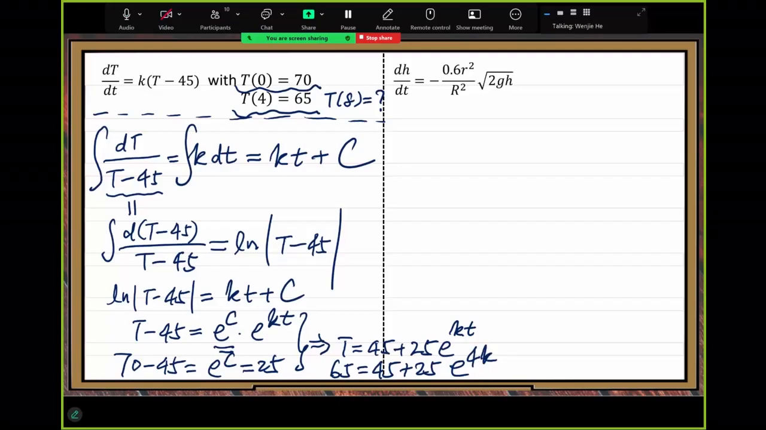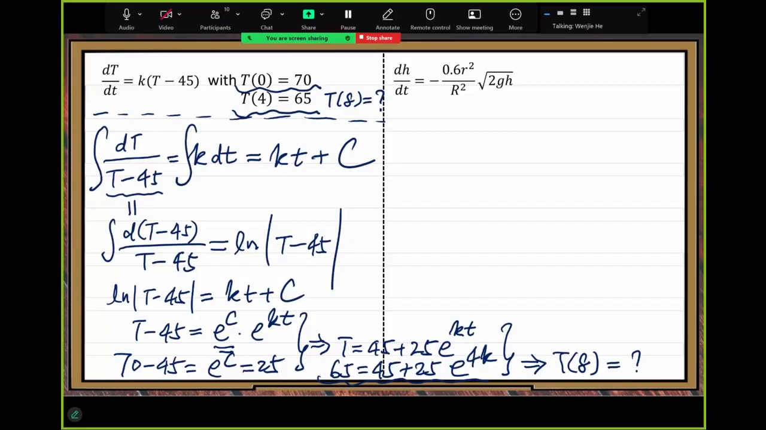Then, based on these two equations, can you find t of 8? You can find little k if you want. From the second equation, you can find little k. Then you plug it into the first one, you have the k. Then you plug in t equals 8, you can find its value. Right?